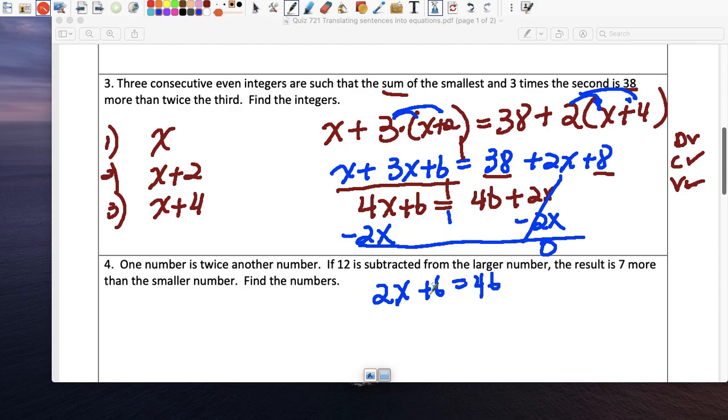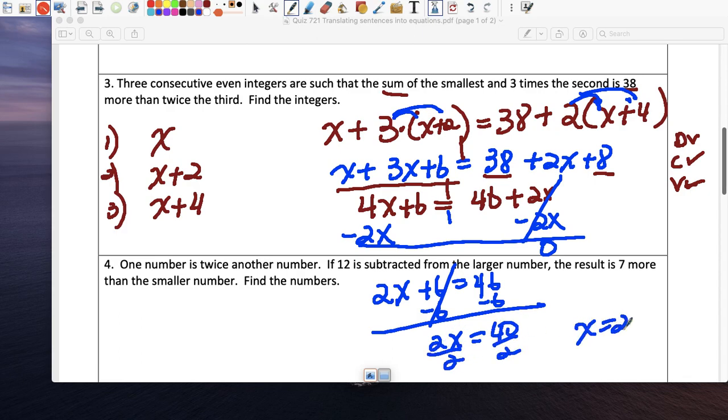The two-step equation. Subtract 6. Subtract 6. These two go away. 2x equals 40. Divide by 2. Divide by 2. X equals 20. So my first even integer is 20, which makes the second 22 and the third 24.